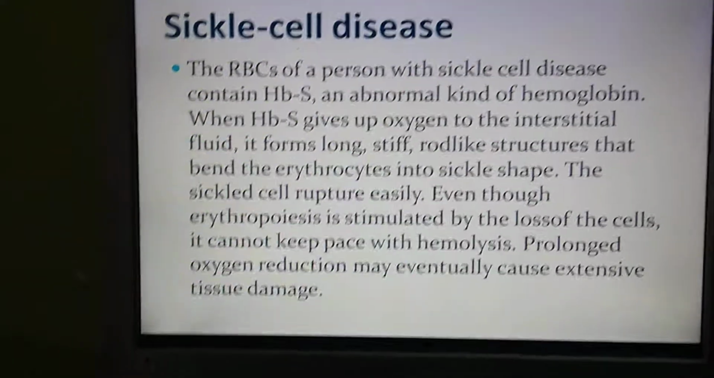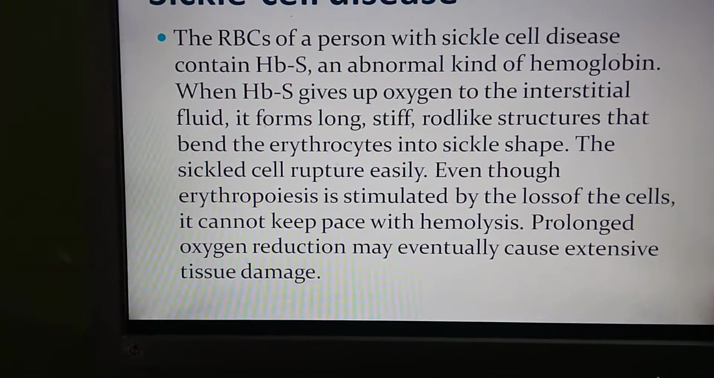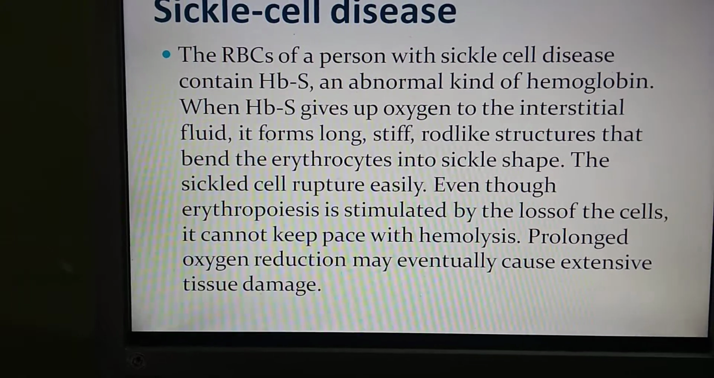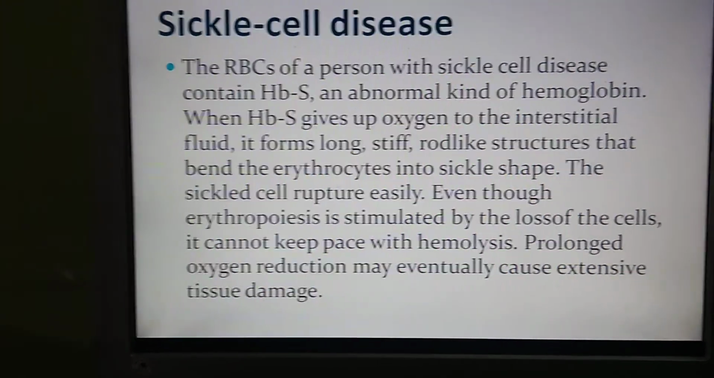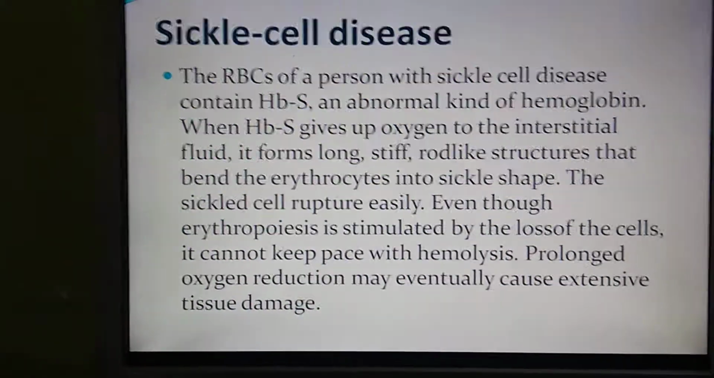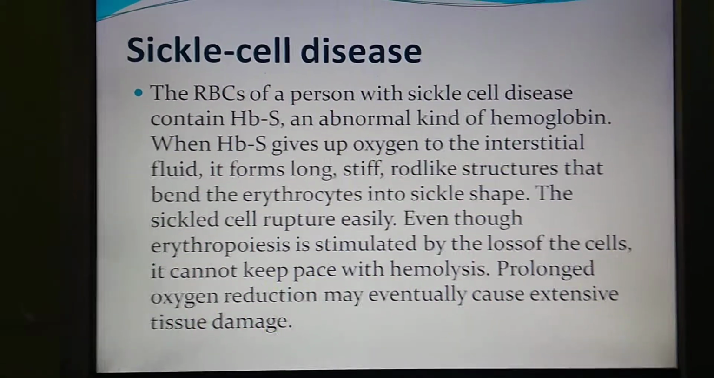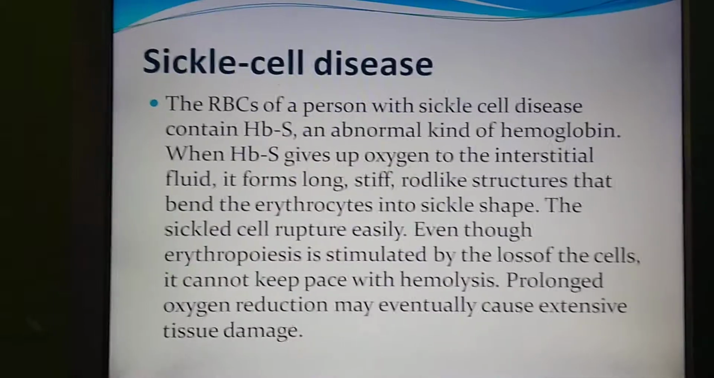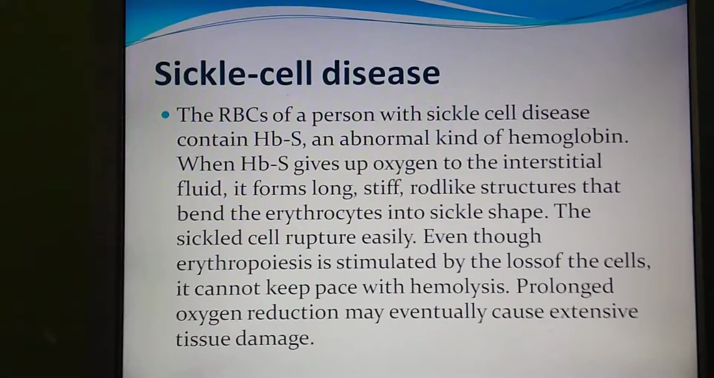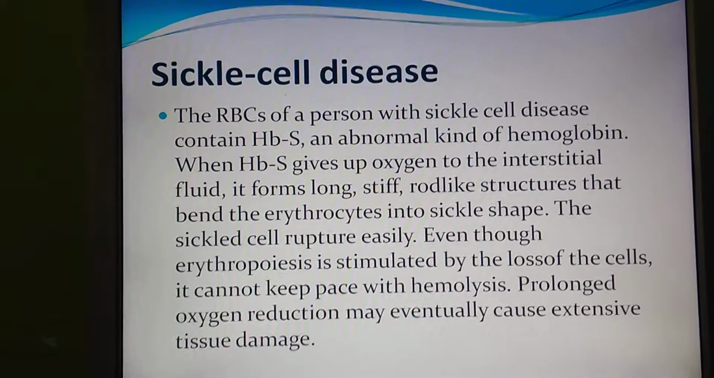You should also be aware of sickle cell disease. The RBCs of a person with sickle cell disease contain HbS, an abnormal kind of hemoglobin. When this HbS gives up oxygen to the interstitial fluid, it forms long, stiff, rod-like structures that bend the erythrocyte into a sickle shape. The sickle-shaped cells rupture easily. Even though erythropoiesis is stimulated by the loss of cells, it cannot keep pace with the hemolysis. Prolonged oxygen reduction may eventually cause extensive tissue damage.